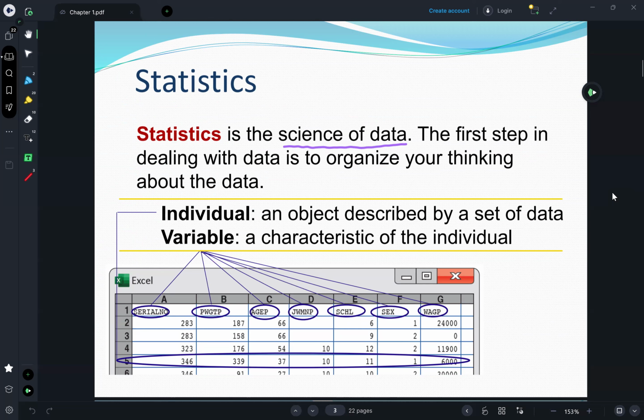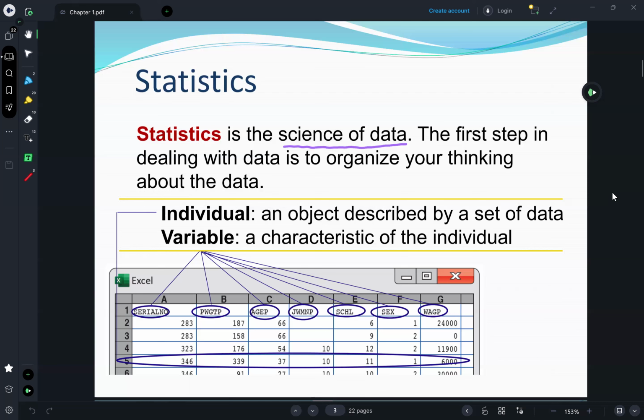So in data sets, we have what is called an individual, and that is an object. It can be a person, it could be cars, which is described by a set of data. And then the variable is the characteristic of the individual. So if we're talking about cars, we could have the variable color. We could have another variable that describes cars, let's say the horsepower, the number of cylinders, the miles per gallon, and so on and so forth.